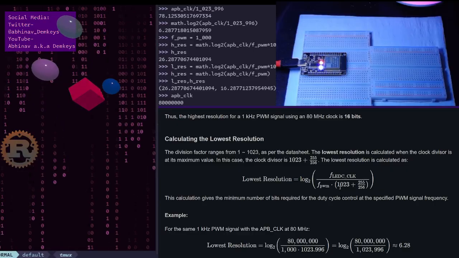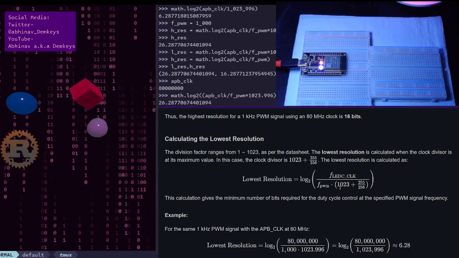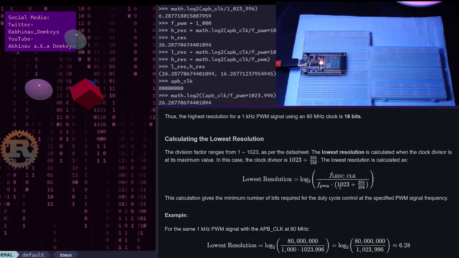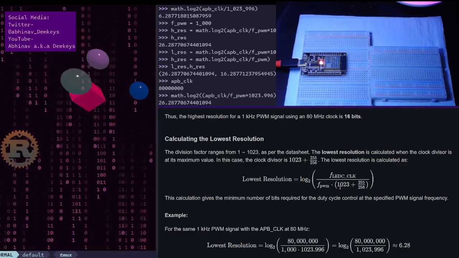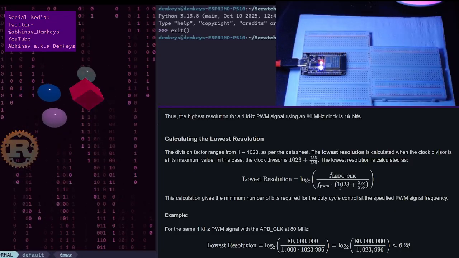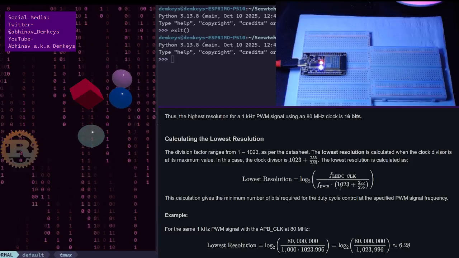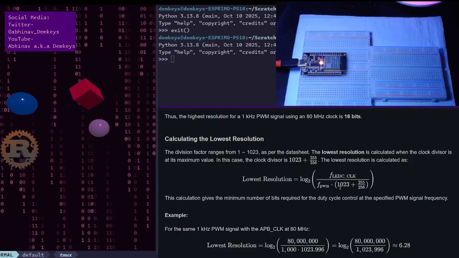Okay, let's do it this way. Nope, still saying 26. Okay, I have a doubt here. I've had this issue in the past. Okay, so I'm going to try something here.